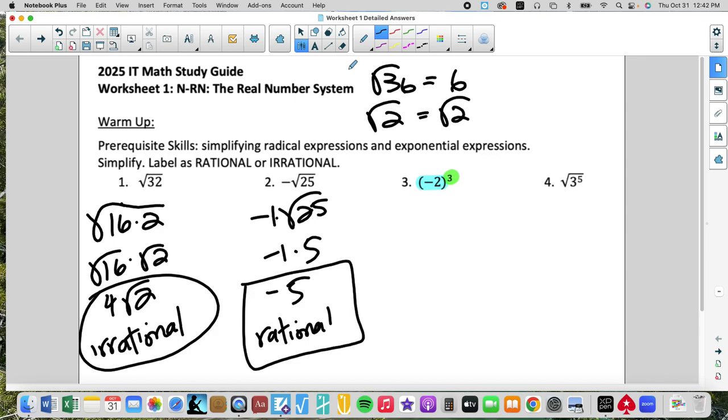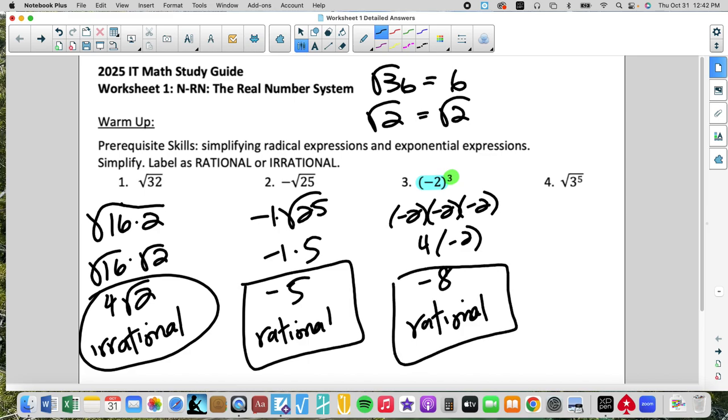So we know that this is, yes, Chewie, we have -2 as the base, and we're going to multiply that base times itself 3 times. And that gives me -8, which is also rational.